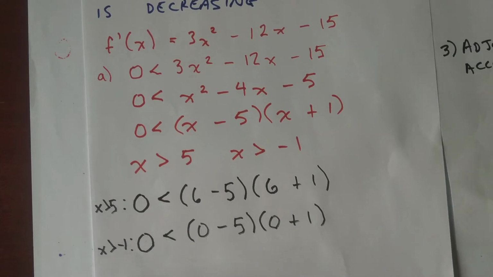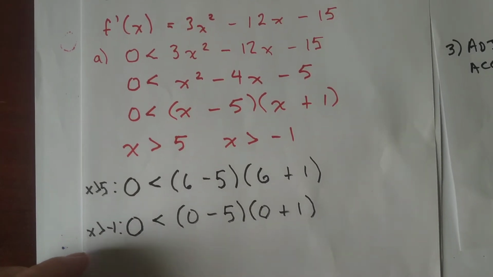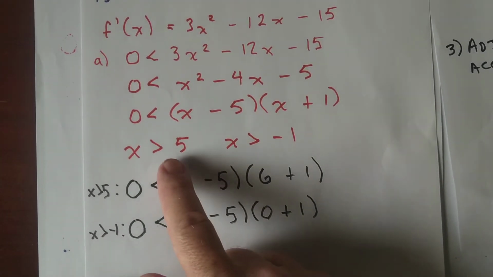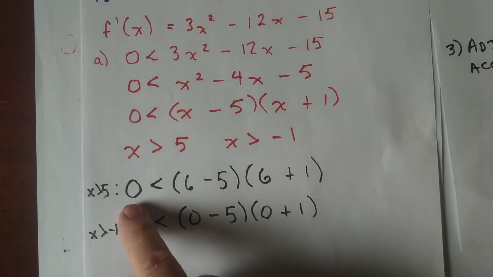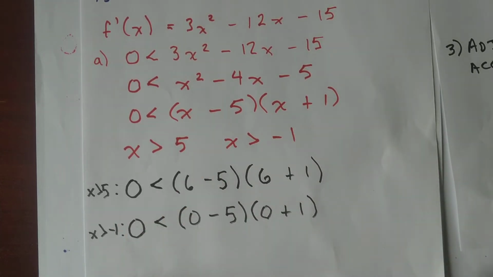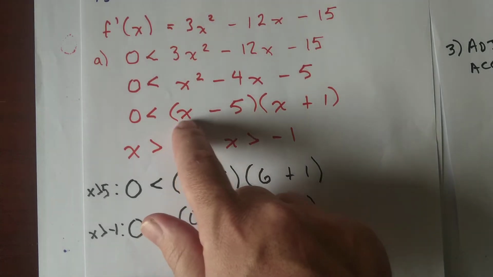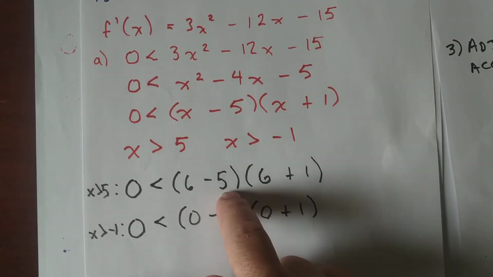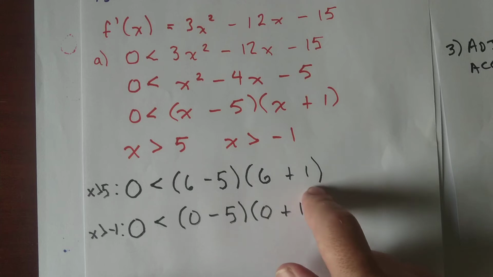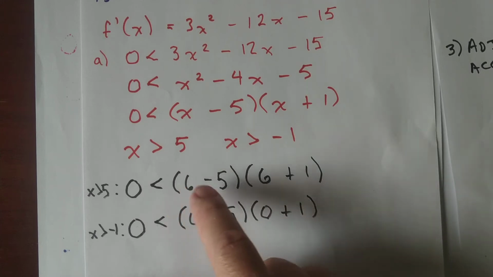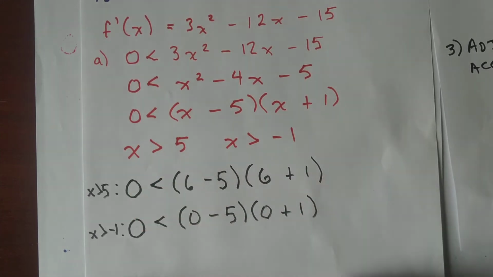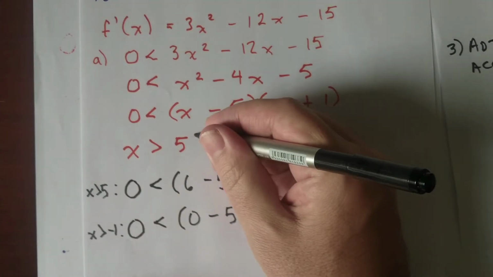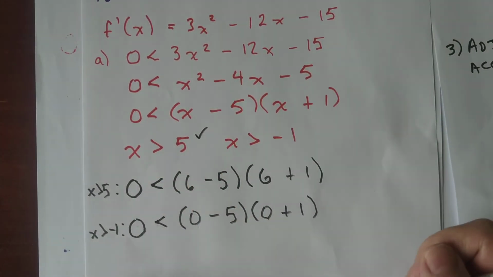So here we go, we're at this step now, and what we're doing is we're testing it. So for x is greater than 5, I just picked a value bigger than 5. 6 is bigger than 5 last time I checked. And we're going to put 6 into this equation. 6 minus 5 is 1, 6 plus 1 is 7. That's obviously bigger than 0, so that means this one's right. So this one passed the test. Good job, x is greater than 5, you passed.